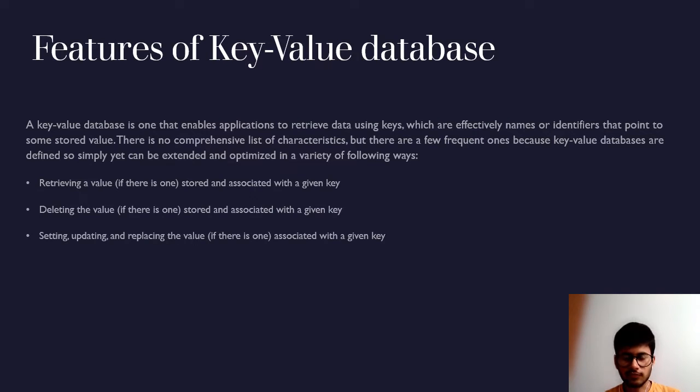First, retrieving a value if there is one stored and associated with a given key. Second, deleting the value if there is one stored and associated with a given key. And third, setting and updating the value if there is one associated with a given key.